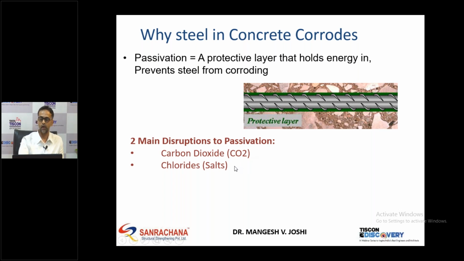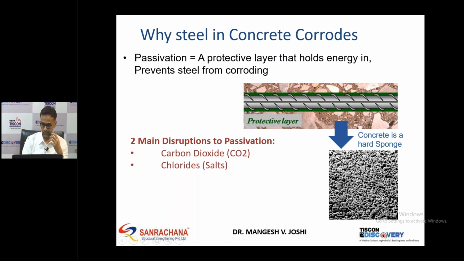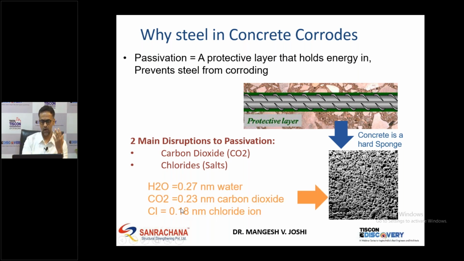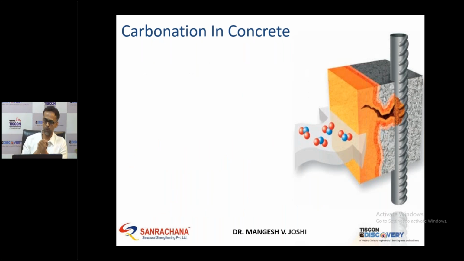If you imagine concrete as a hard sponge, and it is a hard sponge, if you see the molecular size of H2O, carbon dioxide and chloride, all these have a very small molecular size that can easily penetrate through this spongy concrete. And it will be interesting to see how carbon dioxide and chloride affect the behavior of steel inside the concrete. First of all, carbonation in concrete.